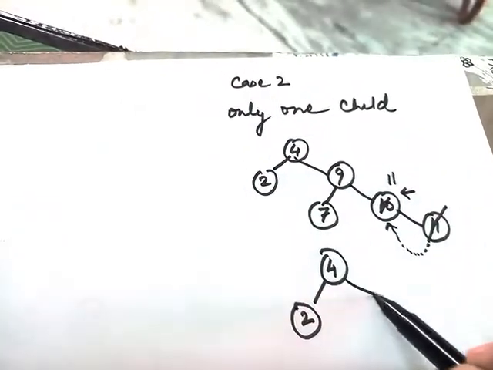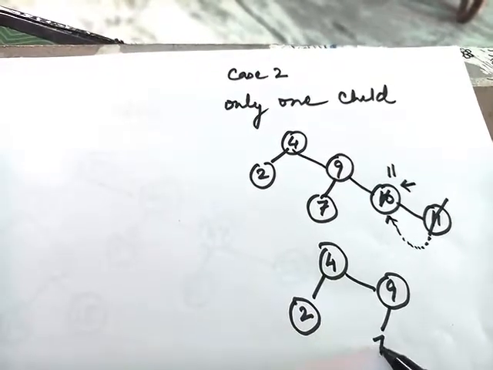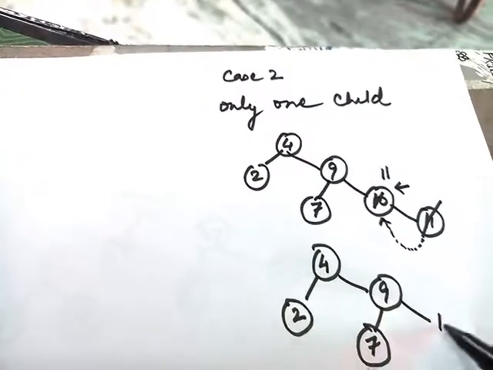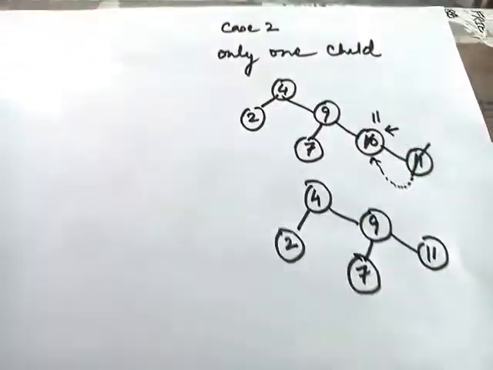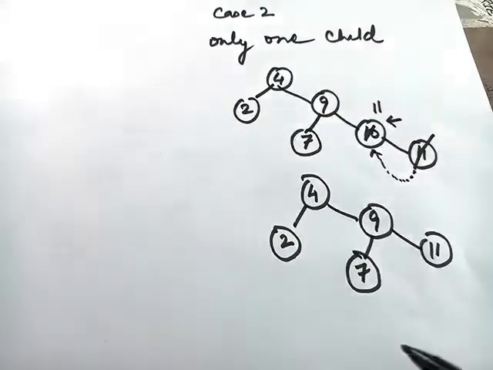So what is the final tree? 4, 2, 9, 7, and then 11. Now this is your tree, and again if you see, it follows the property of BST, so it is okay.